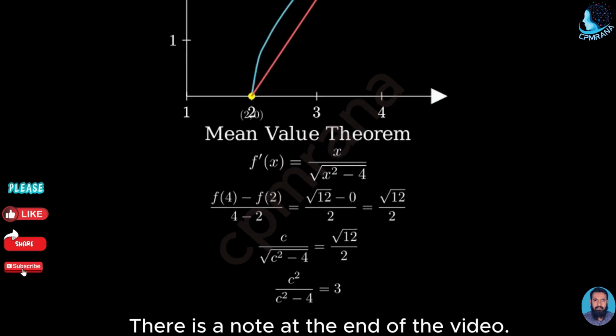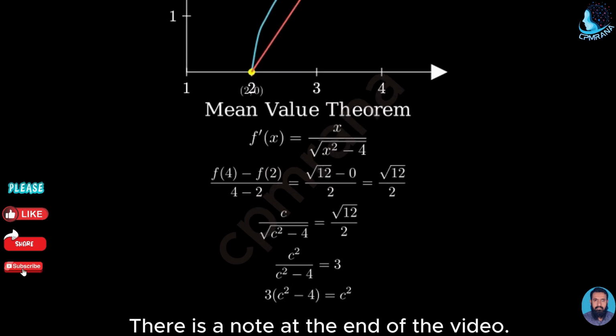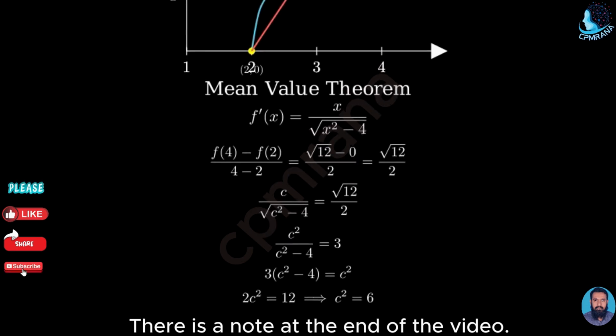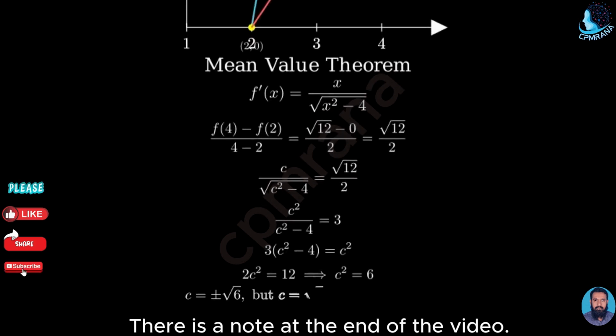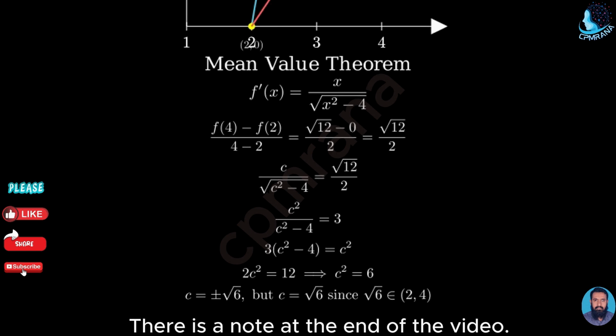First, squaring both sides and simplifying, we get c squared over c squared minus 4 equals 3. Cross multiply to get 3c squared minus 12 equals c squared. Simplify to get 2c squared equals 12, or c squared equals 6. Therefore, c equals plus or minus square root of 6. Since we need c to be between 2 and 4, we can only use the positive value.